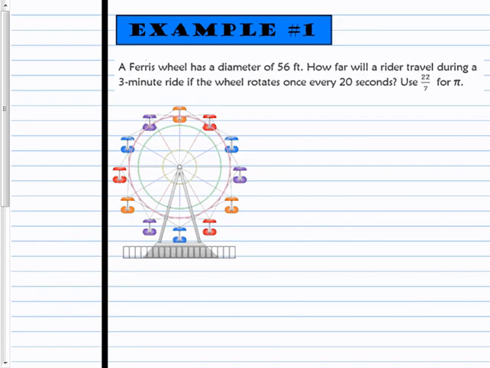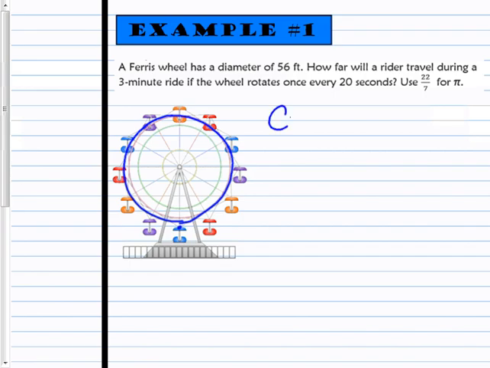Example number 1, a Ferris wheel has a diameter of 56 feet. How far will a rider travel during a 3-minute ride if the wheel rotates once every 20 seconds? So first of all, if I'm in this little blue car, I want to figure out how far I've gone in one time around. So I'm going to find the circumference. Before we do anything else, we have to find the circumference of this Ferris wheel.